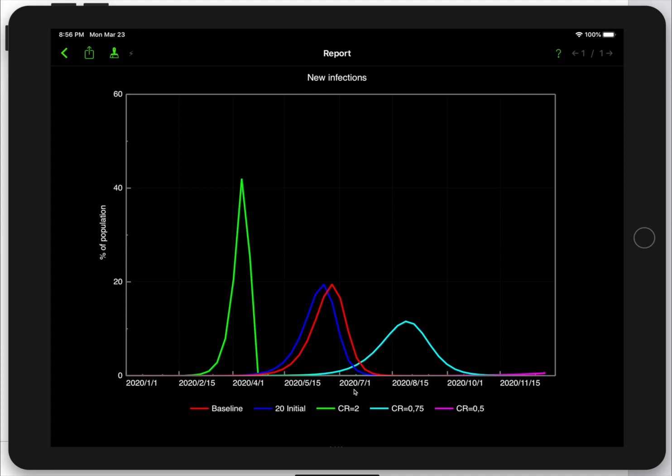Okay, so I hope what you can see here is that the contact rate has a huge influence on the outcome of the model, and the contact rate also isn't constant. The contact rate varies over time.